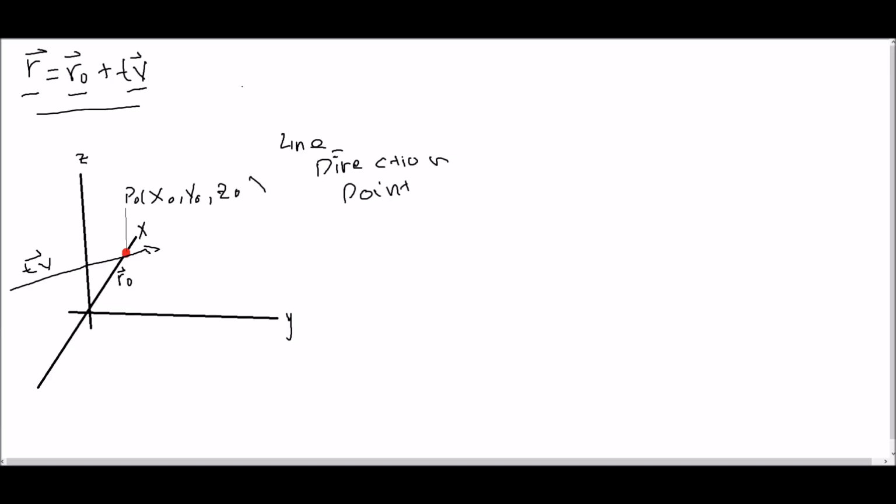It is very useful, but we can also parameterize this equation, and we can get x is equal to x naught plus at, y is equal to y naught plus bt, and z is equal to z naught plus ct. And these are our equations of a line.